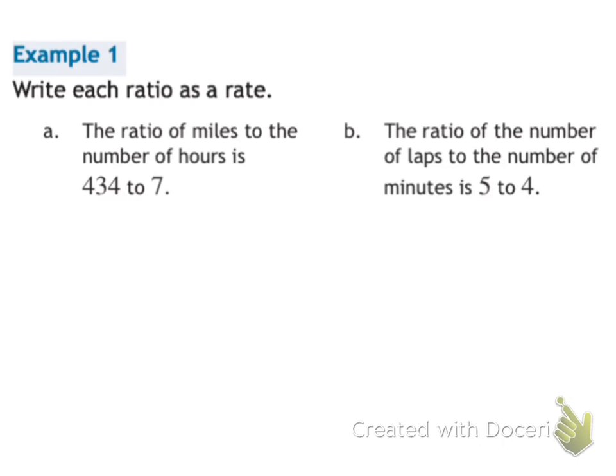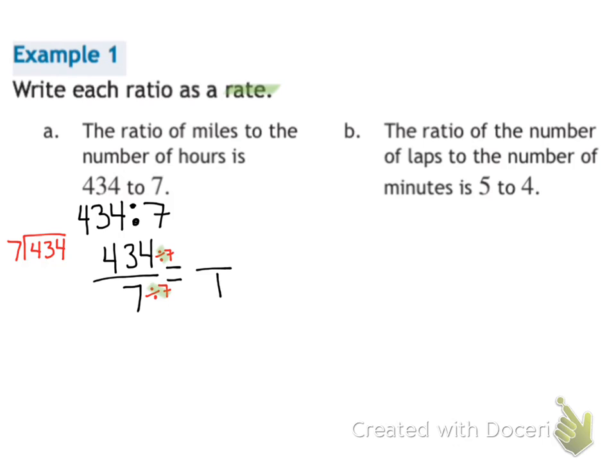Example 1, write each ratio as a rate. So here is my ratio, right? 434 to 7. And now I wrote it as a rate. And you can also reduce it. I know that 7 divided by 7 equals 1, so the constant number is 7. What I do to the bottom, I do to the top because of the constant number. So if I do 434 divided by 7, I get 62. Sorry about that, long day.